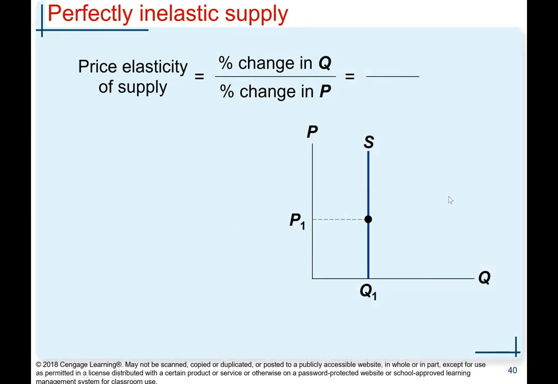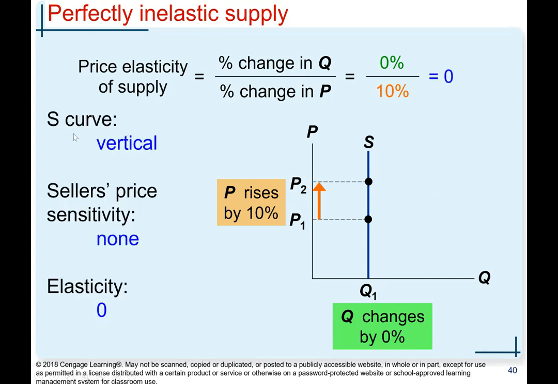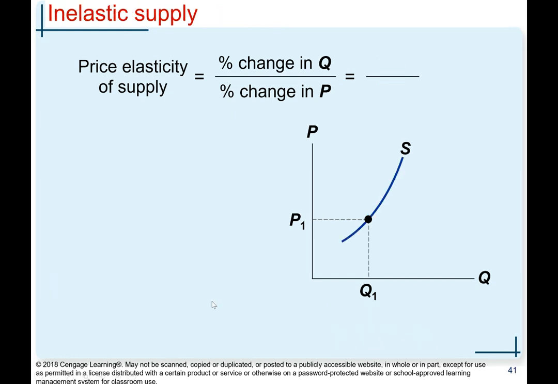So here is a perfectly inelastic supply, a vertical supply curve. If we calculate the price elasticity of supply, we look at price going from P1 to P2, a 10% increase in price, that goes to the denominator of the formula. The supply curve is vertical. Therefore, quantity supplied does not change. That change of 0% goes to the top, and that answer is 0. So when the supply curve is vertical, seller's price sensitivity is none, and elasticity coefficient is 0.